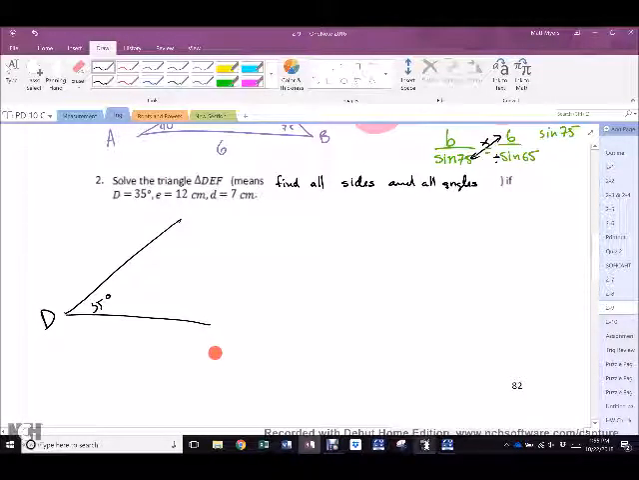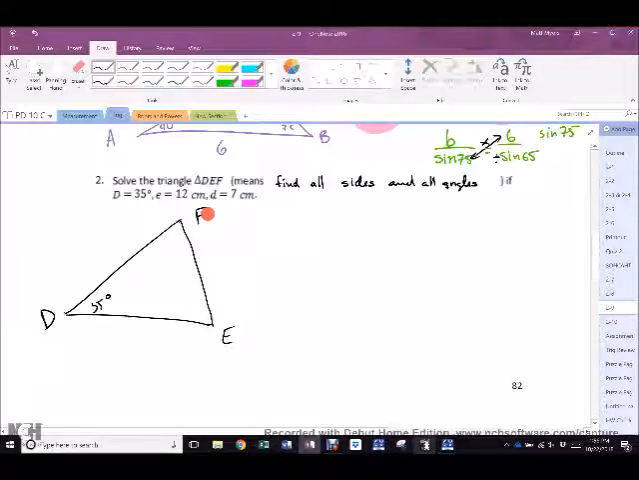Do I have a triangle yet? What do I need to do to make a triangle? I need to connect them. Which one's E, which one's F? Okay. Thomas wants right to be E and up to be F. Everybody cool with that? Okay.